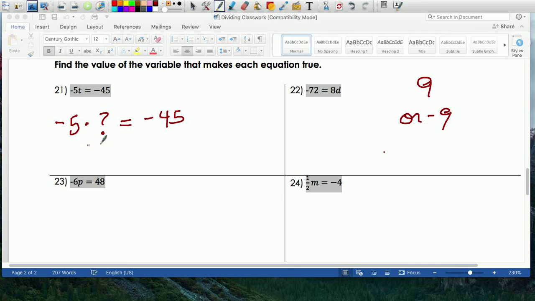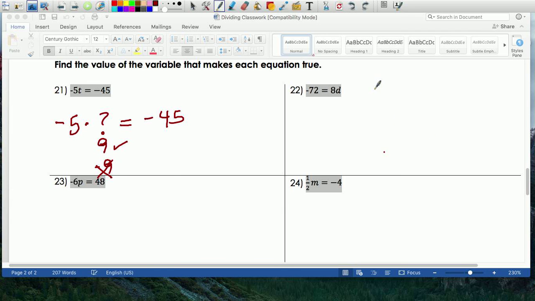So, but if I make this a 9, it's a negative times a positive, which is going to give me a negative, so that works out. If I put negative 9 over here, I get a negative times a negative, and that won't work out because the answer is negative, right? Because a negative times a negative is a positive. So this doesn't work. So my only choice is going to be the 9.